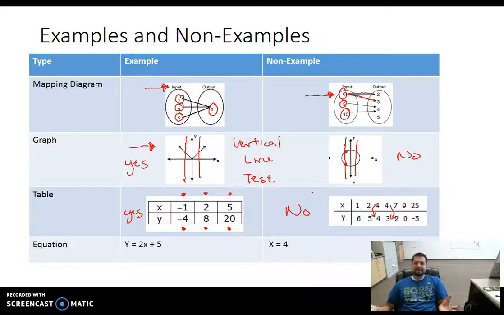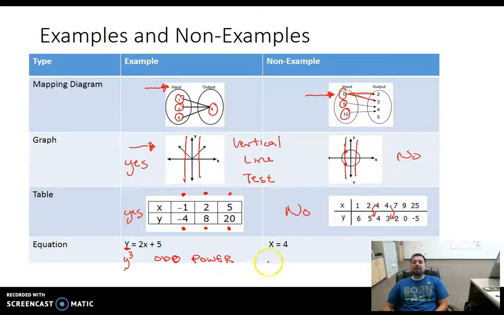That is not a function because 4 is being assigned to 2 different numbers. On equations, generally what you look for is to see that y is all by itself, in other words, I just have y, or y is only being raised to an even power in the problem. It's entirely possible that you have an equation that has y's raised to an odd power. So y to an odd power will give you a function.